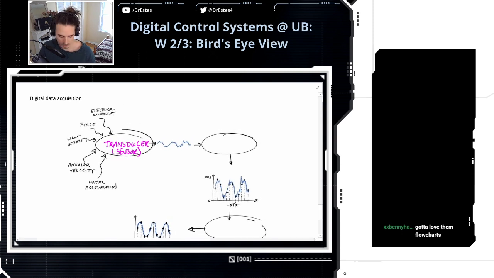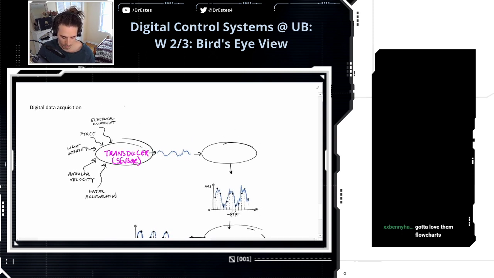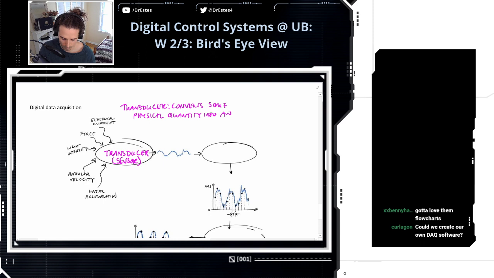So what is a transducer? Let's make a little definition up here. It converts some physical quantity into an electrical signal.